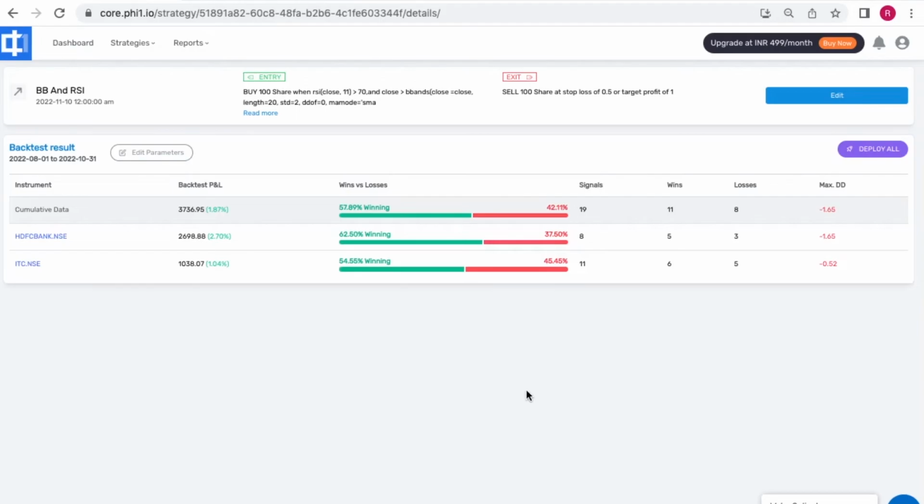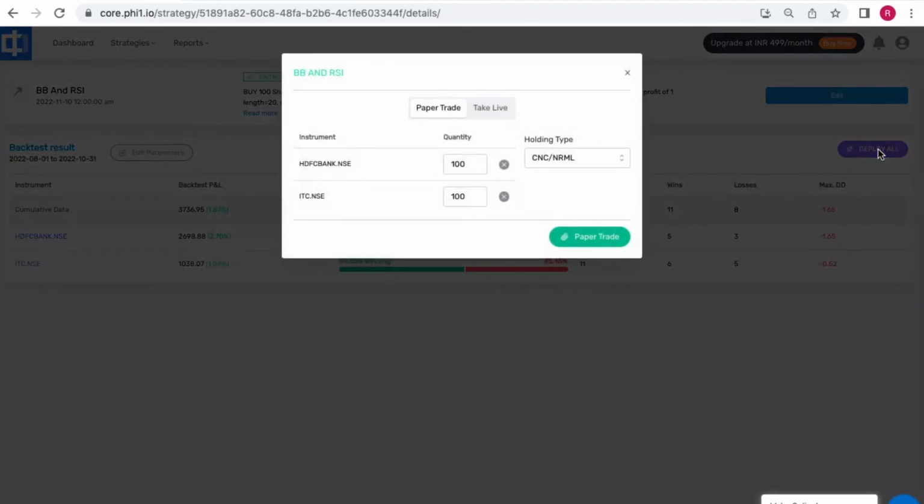Okay, this looks like a doable trade. Let's go to deploy. Before you take your trades live, always remember to paper trade your strategies so that you can see how your strategies will perform in the live or real environment with absolutely no risks of losing any money. If you're satisfied, take your trades live, selecting a broker of your choice and clicking take live.